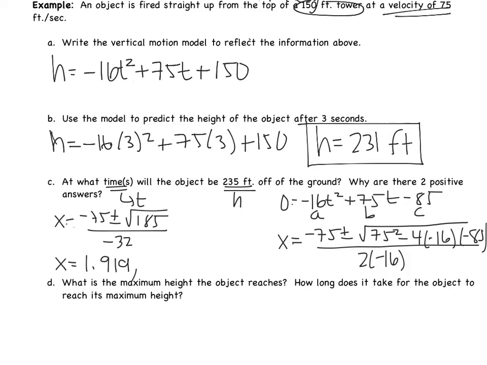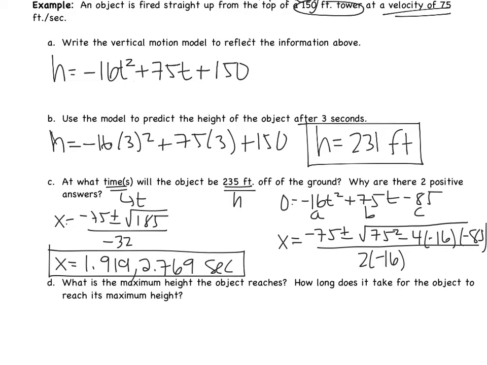1.919 about, and then you're going to do negative 75 minus the square root of 185 divided by negative 32. And when you do that, you get the second time to be 2.769 seconds.